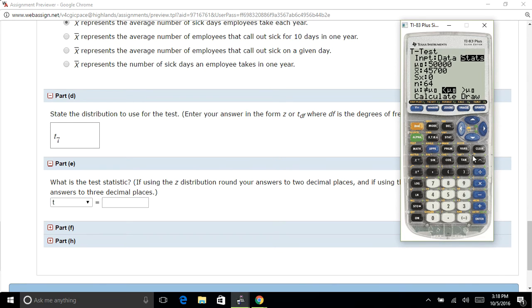Now we're going to change it and hit data, because I just entered data. So now I need to put what my mean was. That was in my hypothesis, which was 10. L1 is my list, frequency is 1. You need to make sure it's that way and that you have your data in L1, or it will not do anything for you. So I'm going to hit enter here because I want it to be not equal.